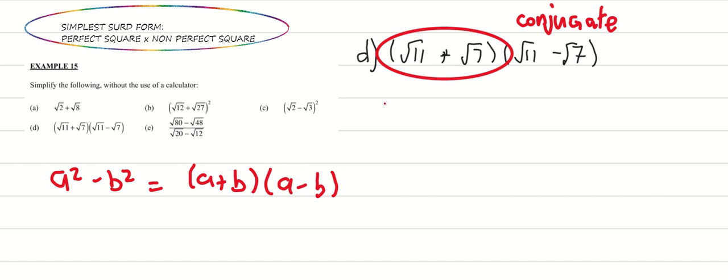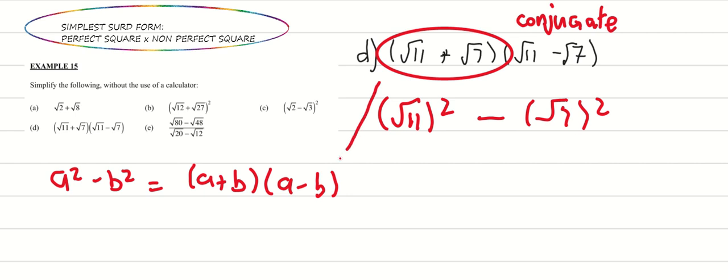So we will write this as the square root of 11 squared minus the square root of 7 squared, because that is what this law or this factorization rule produces, or what it came from. And now I told you, when we square a square root, the root disappears. So we're left with 11 minus 7, which gives us a final answer of 4.